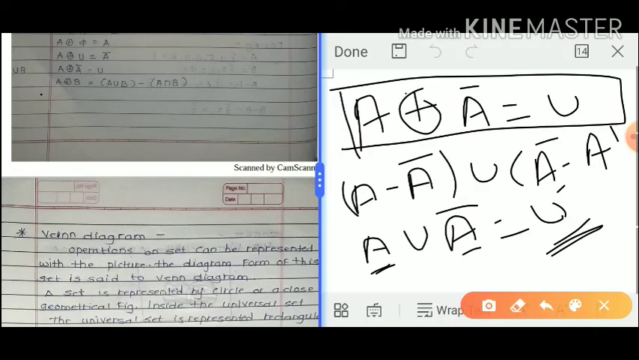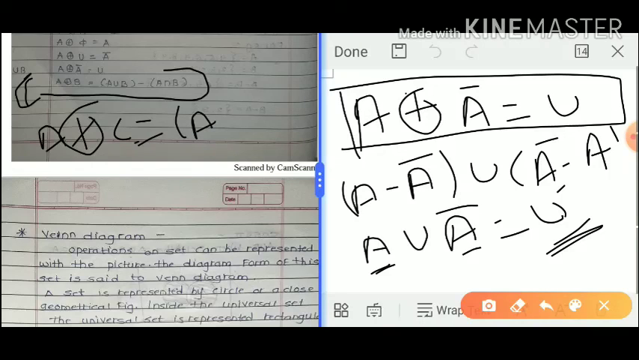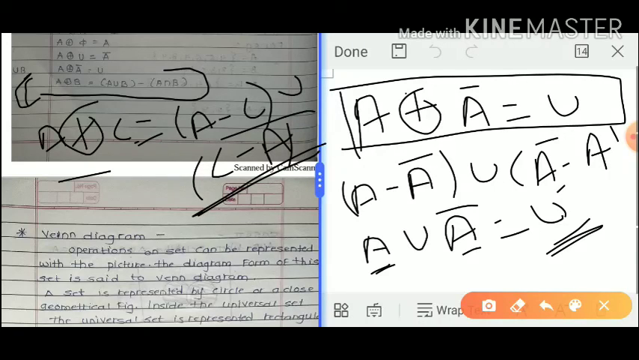Okay, this is the main formula to determine A symmetric difference B, which equals A union B minus A intersection B. Suppose here A symmetric difference C, then we need to write A minus C union C minus A. By doing this we can solve the symmetric difference problem.